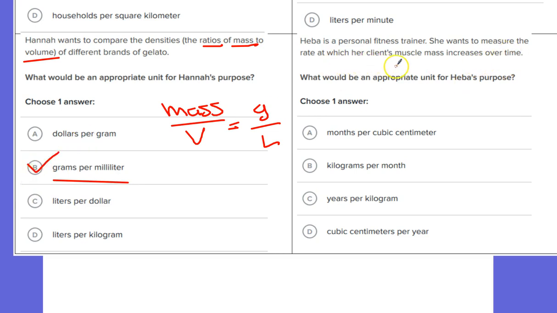Eva is a personal fitness trainer. She wants to measure the rate at which her client's muscle mass, that's grams again, changes over time, which is seconds again, so that's a gram per second. Okay, so kilogram per month, that would do it. The kilogram is more, and month is a unit of time, and so that was kilograms per month. This is the last assignment on their list of 10 assignments that are due before the final.